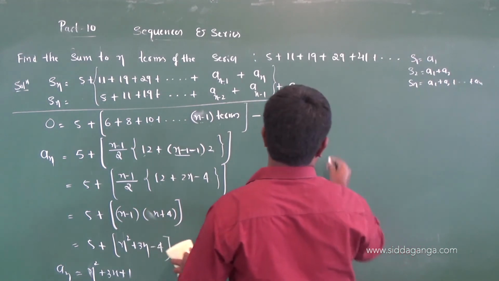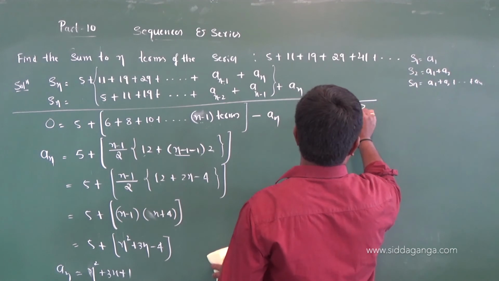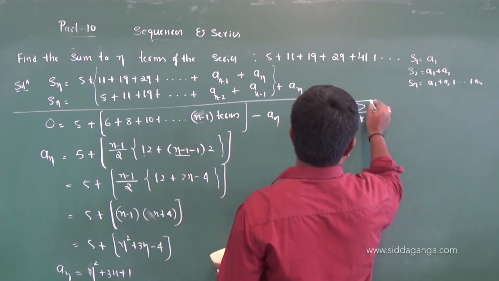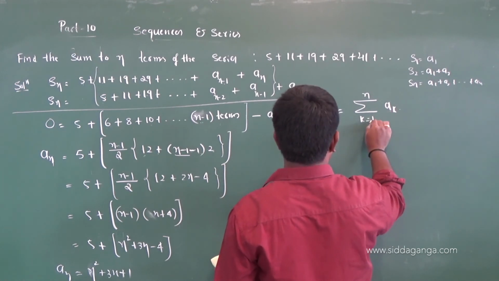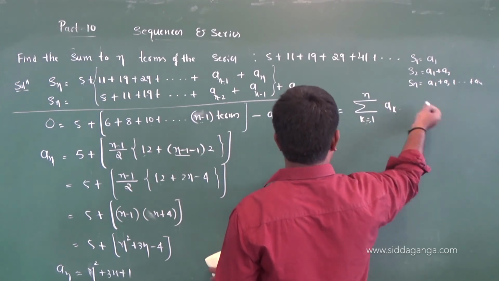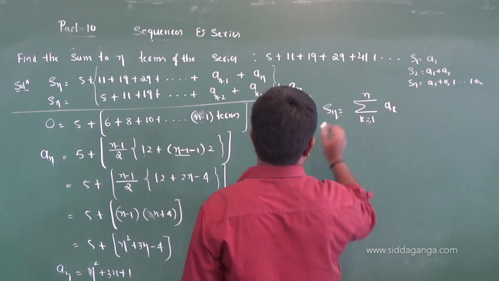Sn is equal to summation from k equals 1 to n of ak. When k is 1, a1; when k is 2, plus a2; k is 3, plus a3; k is 4, plus a4; and so on, when k is n, plus an. Give the sum. This is the required answer.